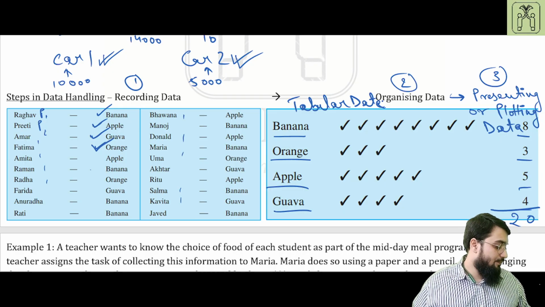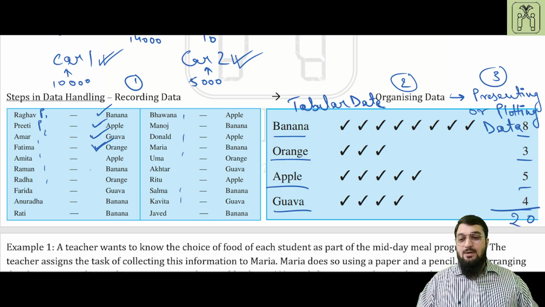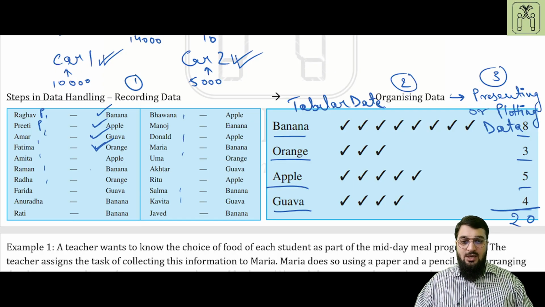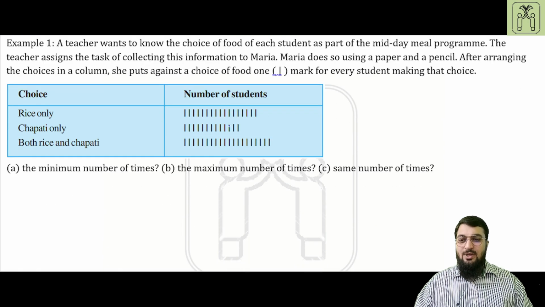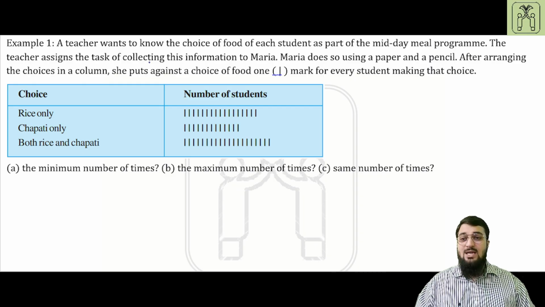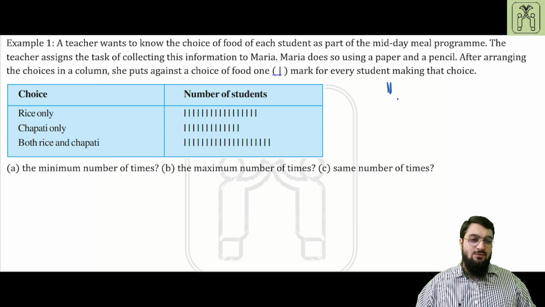Now, after that, we come to an example in order to understand what is data and how we understand the conversion of data into information. So example 1: a teacher wants to know the choice of food of each student as part of the midday meal program. The teacher assigns the task of collecting this information to Maria. Maria does so using a paper and pencil. After arranging the choices in a column, she puts against a choice of food one dash, or this one stick mark, as a mark for every student making that choice.